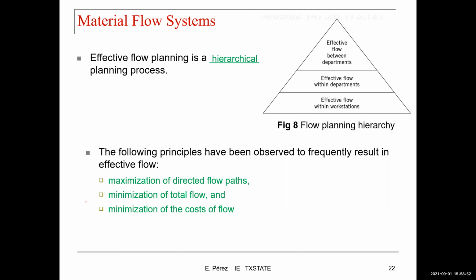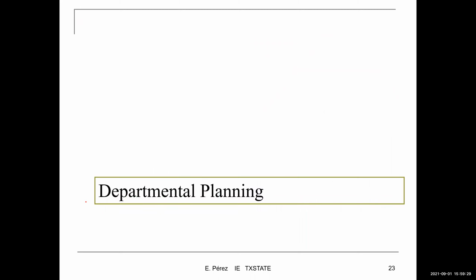The minimization of the total flow, meaning that you can get as many parts through the department without having to keep them inside that department for a long period. And the minimization of the cost of flow, meaning that you're trying to minimize the amount of material handling that you need to get the parts from point A to point B. So those are principles that have been observed to frequently result in effective flow.